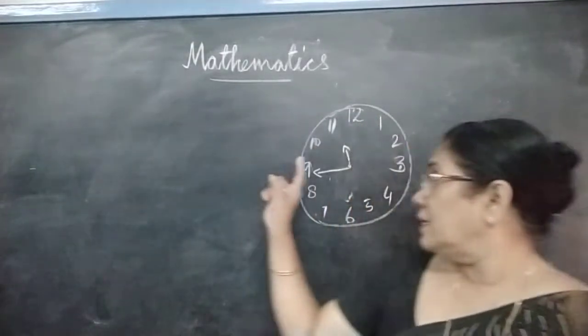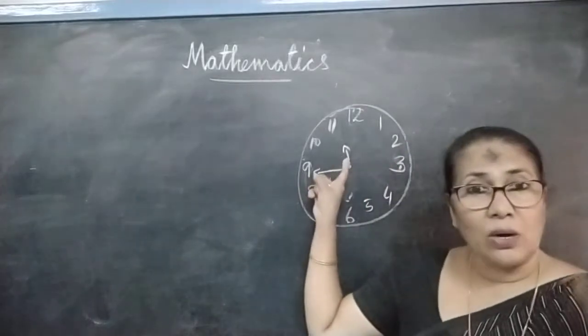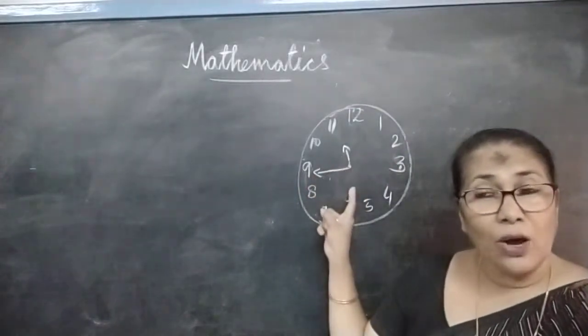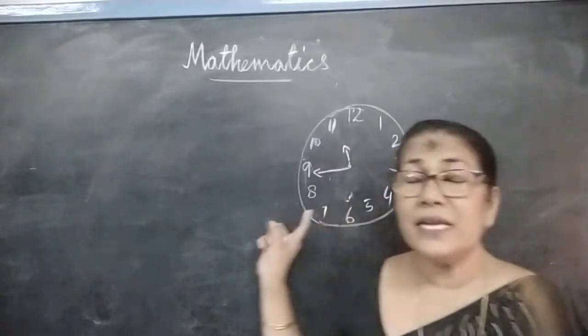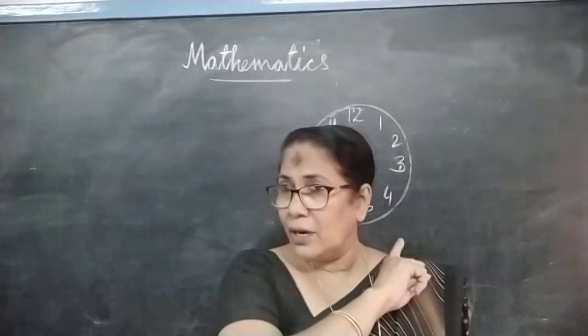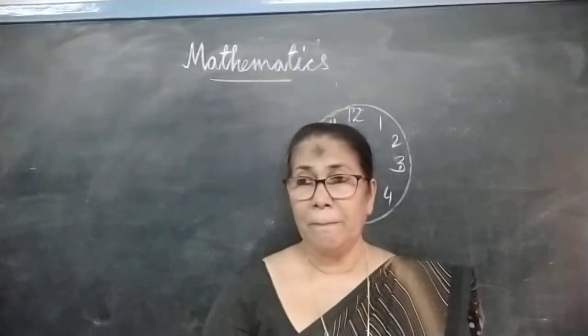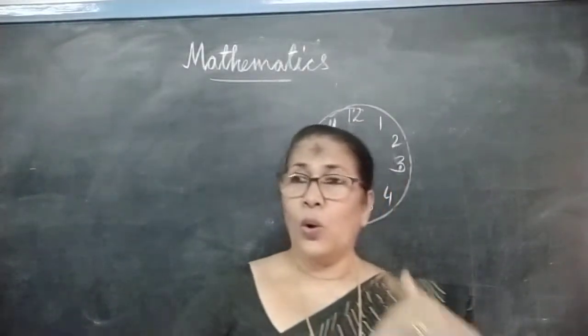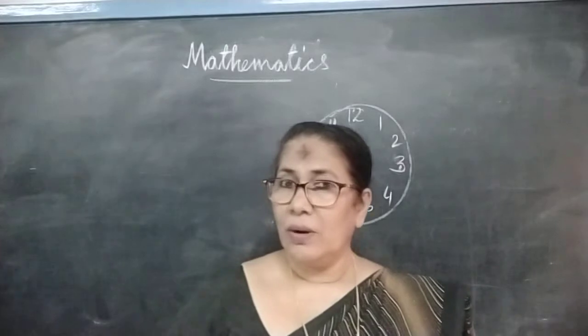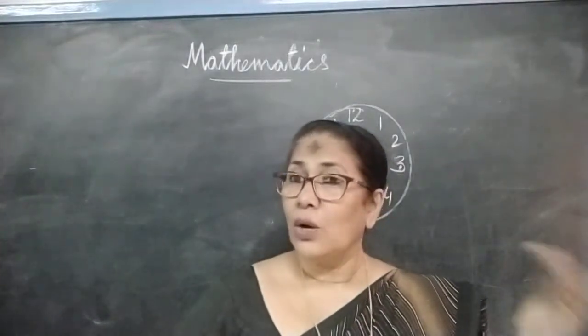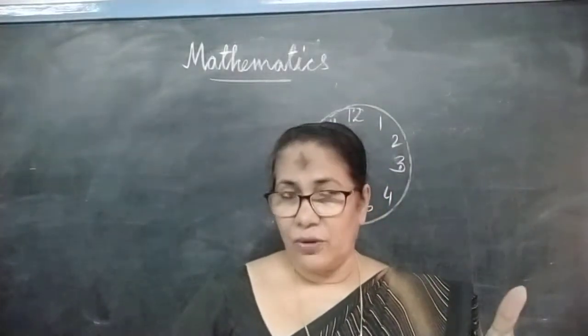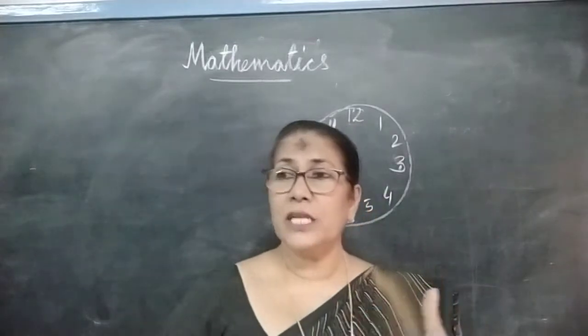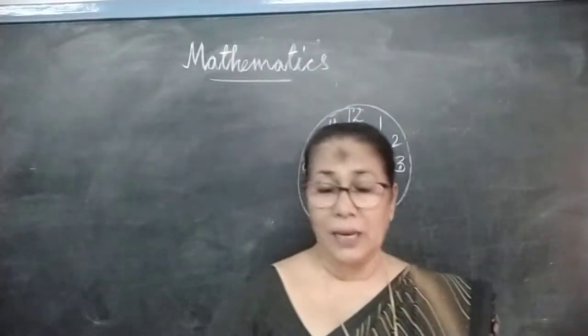Now this is the hour hand. The small hand is called the hour hand, and the long hand is called the minute hand. So this is clear now? What is the time? What is the other way of saying it? Quarter to 12. That means 15 minutes more to become 12.